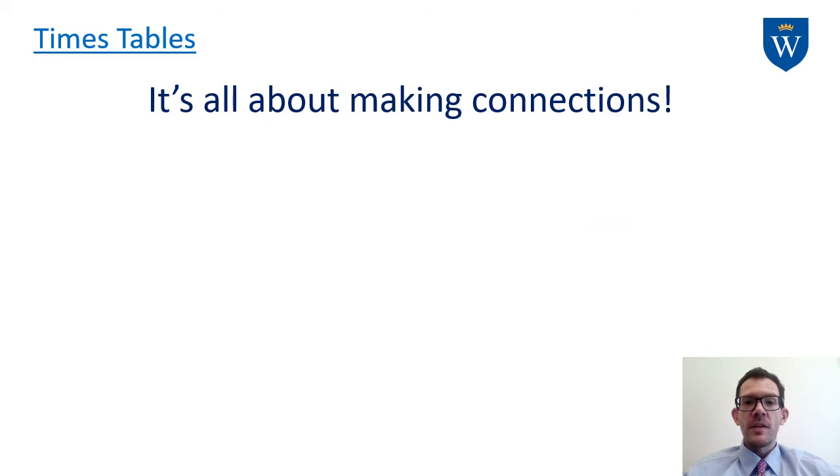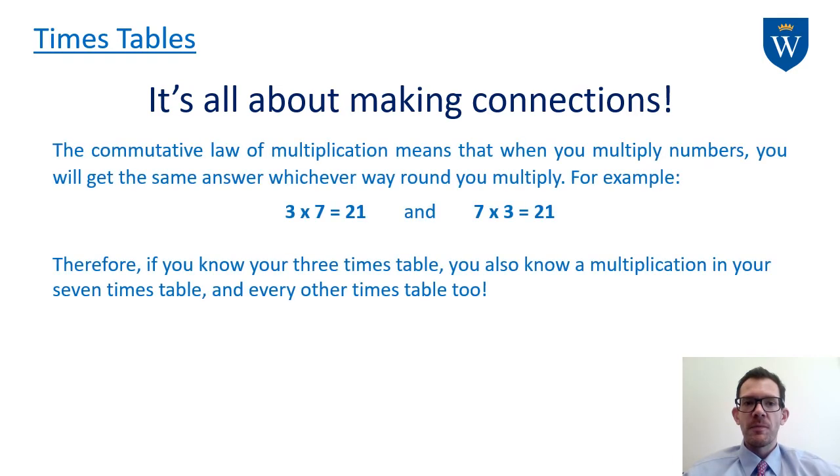So to start with, times tables is all about making connections. Now, there's a commutative law of multiplication, which essentially means that when we multiply two numbers, you're going to get the same answer, whether you do 3 times 7 first or whether you do 7 times 3. It's always going to give you 21.